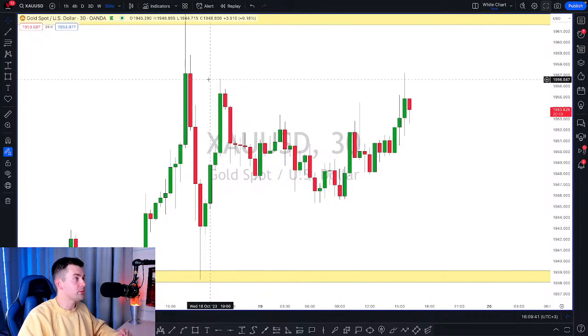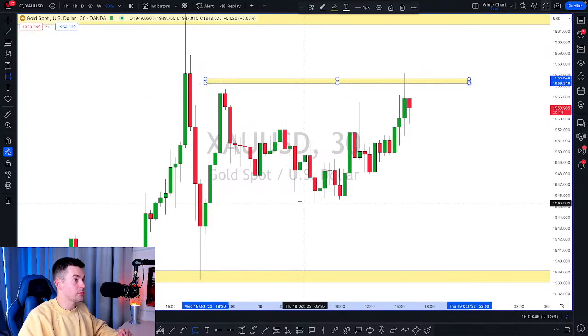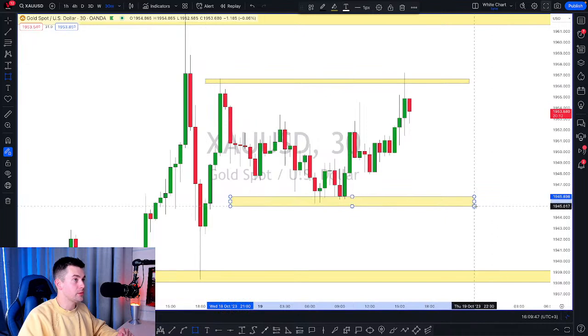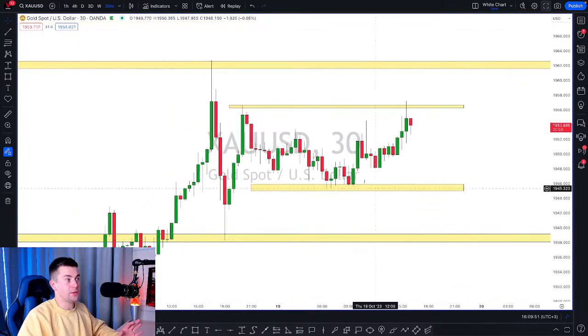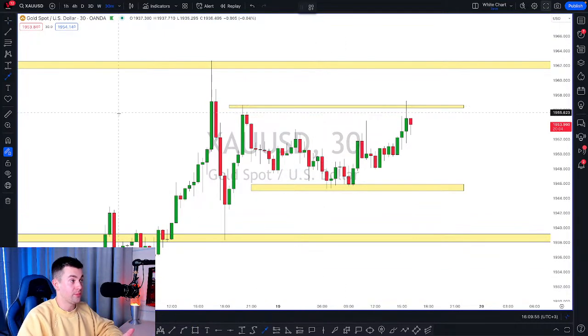On the 30 minutes time frame, we actually have one more range. Here is the resistance of the range, and here is the support of the range. So from such a perspective, traders, we have two ranges right here: a bigger 4-hour range and a smaller 30 minutes range.